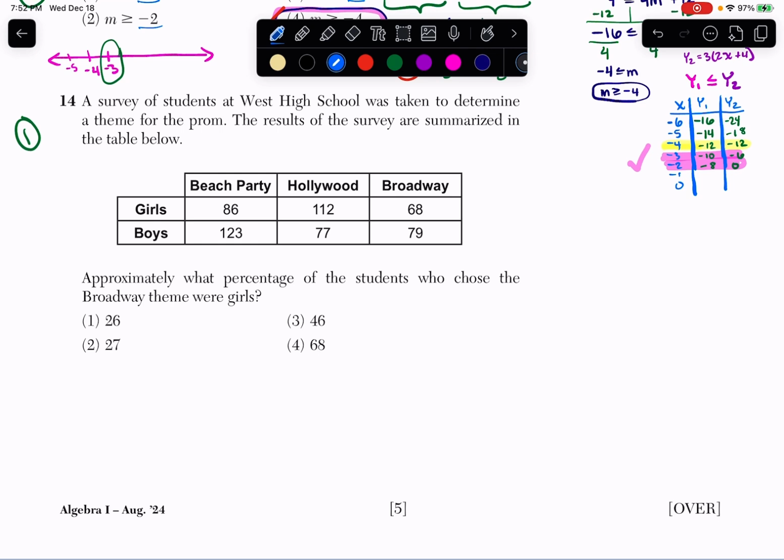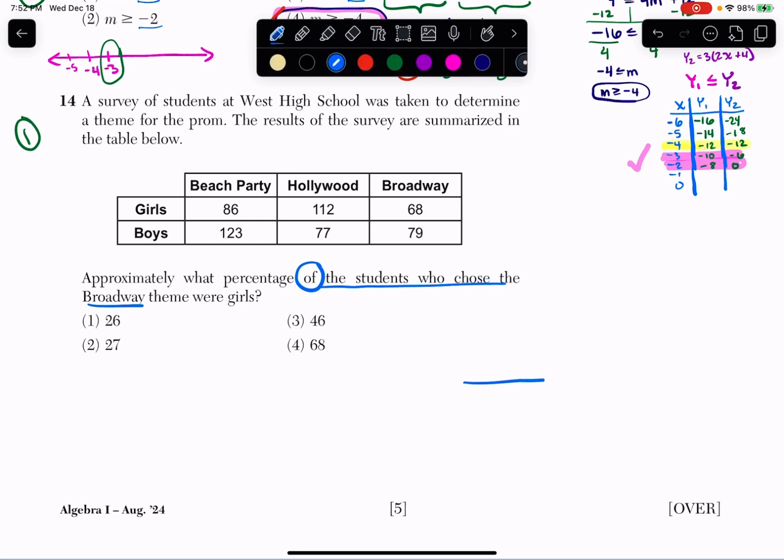All right, moving on to 14. 14 is straight out of Unit 3. This is just like the Unit 3 quiz. A survey was taken to determine the theme for the prom. The results are summarized in the table. What percentage of the students who chose Broadway were girls? So the important thing in this question is look for your of. That tells you what total to care about.